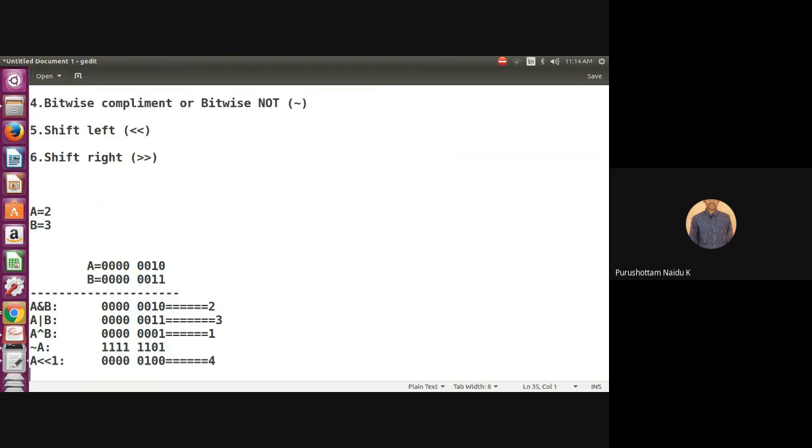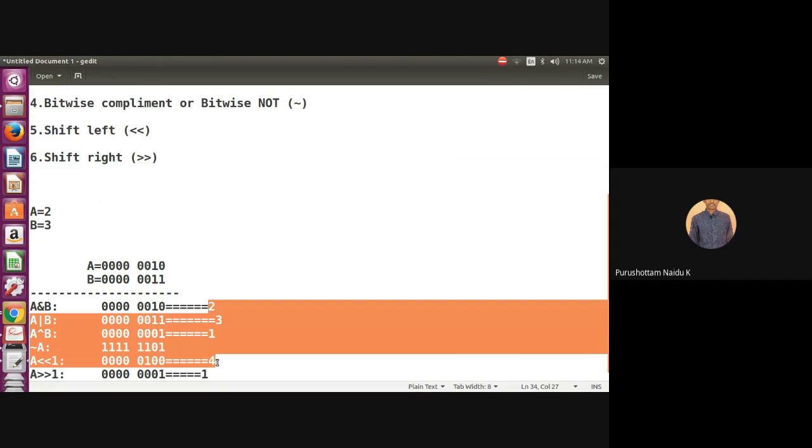On performing A shift right 1, that means the rightmost bit is discarded, and 0 is added to the leftmost. That means the output is 0 0 0 0. Again, the rightmost bit is discarded, again 0 is added, again 1. So the output is 1. These are the results we are getting if you are performing the bitwise operations.